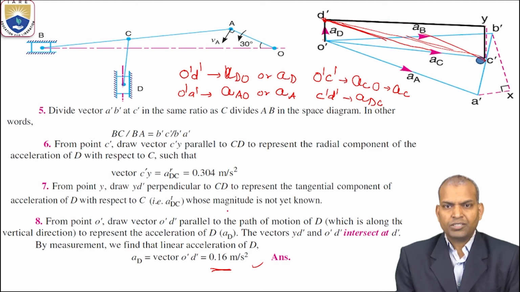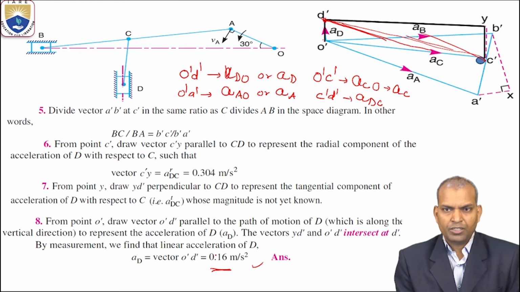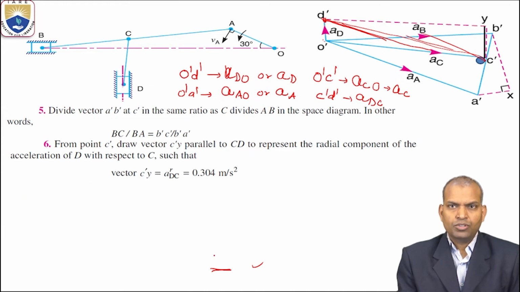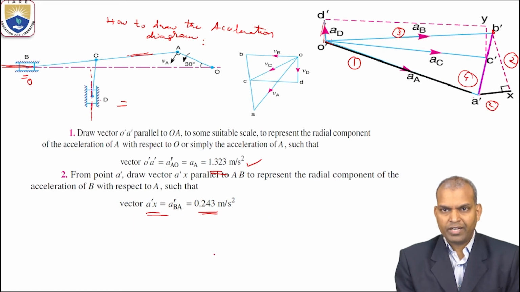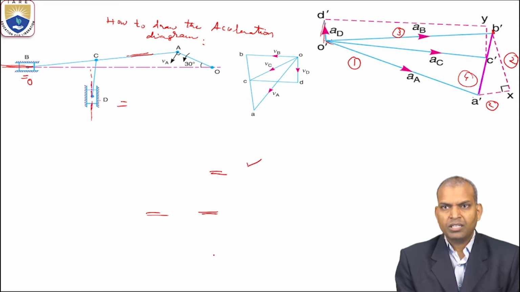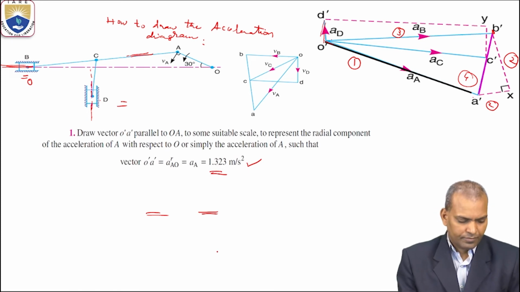What is the third objective? Acceleration of D with respect to O, that is 0.6 meter per second square. So like that, we have to find all the values required, as the objectives mentioned in the problem. Okay, let me share it completely again.